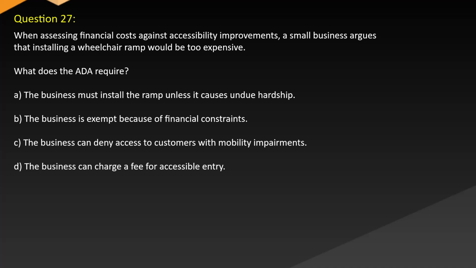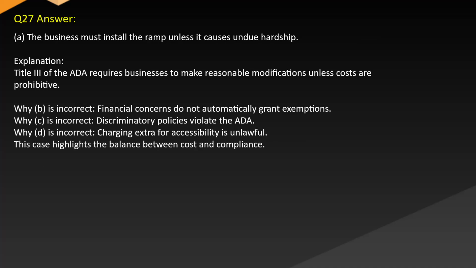Question 27. When assessing financial costs against accessibility improvements, a small business argues that installing a wheelchair ramp would be too expensive. What does the ADA require? A. The business must install the ramp unless it causes undue hardship. B. The business is exempt because of financial constraints. C. The business can deny access to customers with mobility impairments. D. The business can charge a fee for accessible entry. Answer: A. The business must install the ramp unless it causes undue hardship.